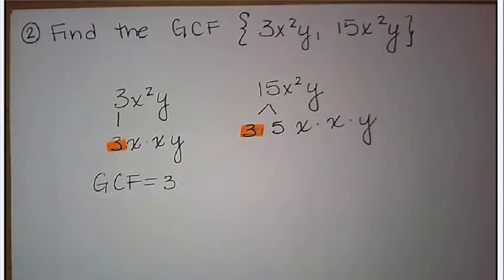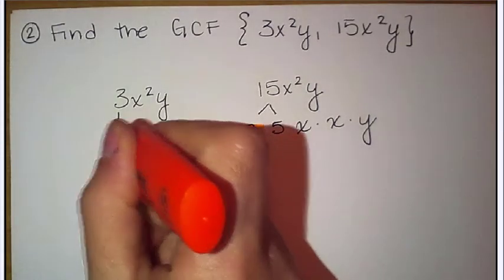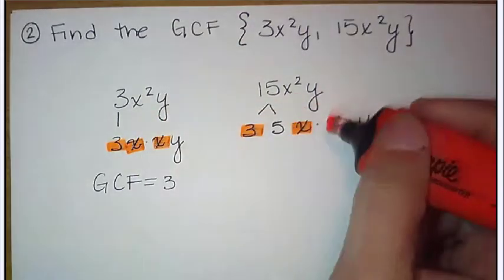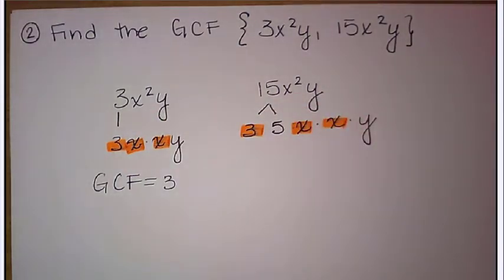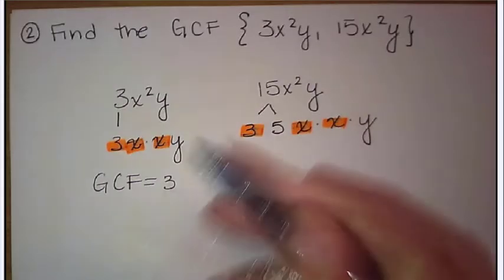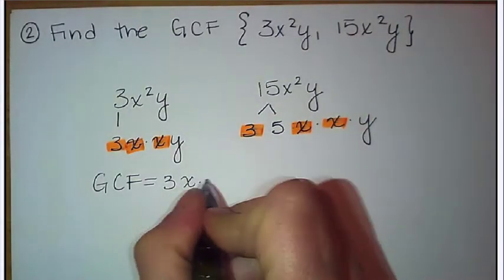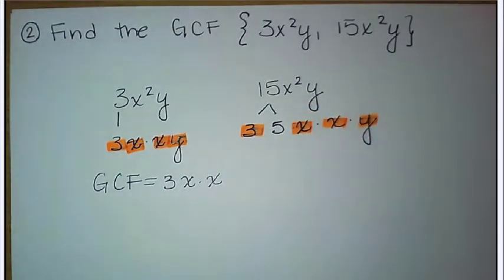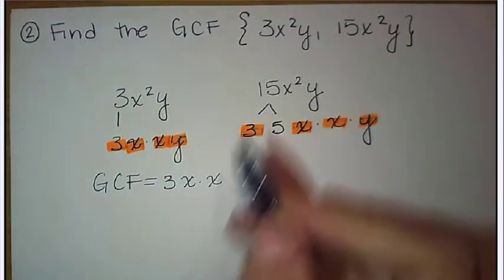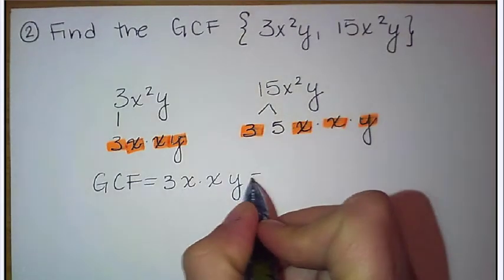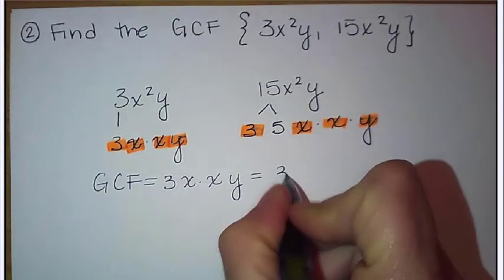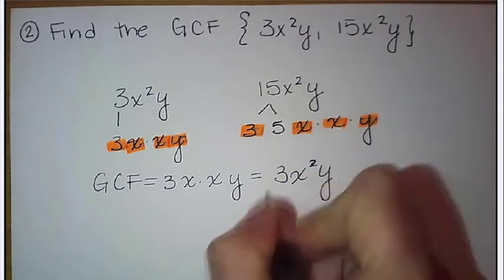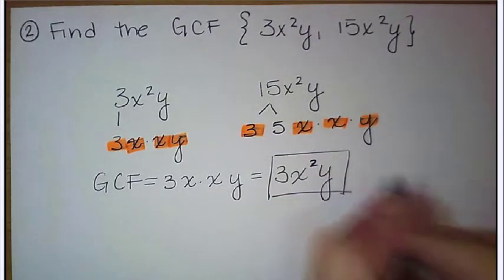The other thing we can see that they have in common is they both have an x, but they actually both have 2 x's. So we're going to say that they have 2 x's in common, and they also both have that y as well. So we're going to say they have a y in common as well, and we bring that back together and we find out that our GCF is 3x squared y, and this would be our answer.